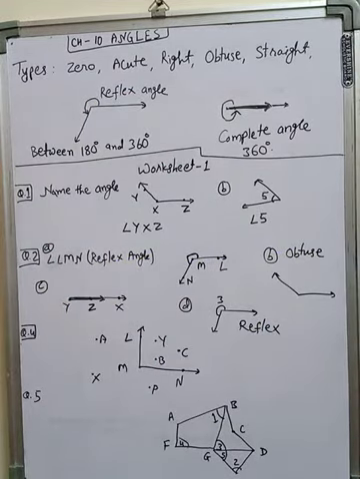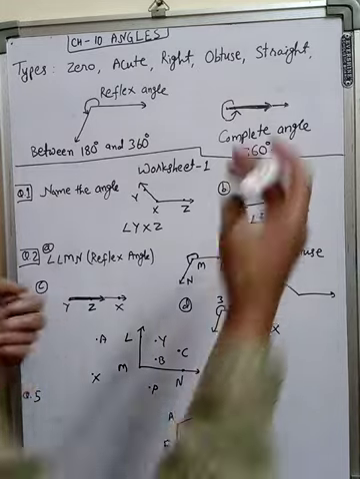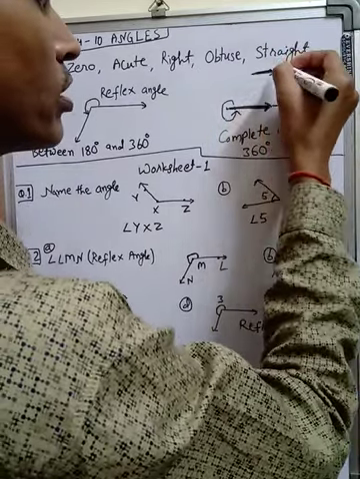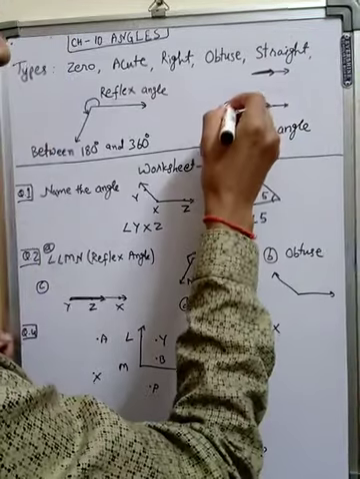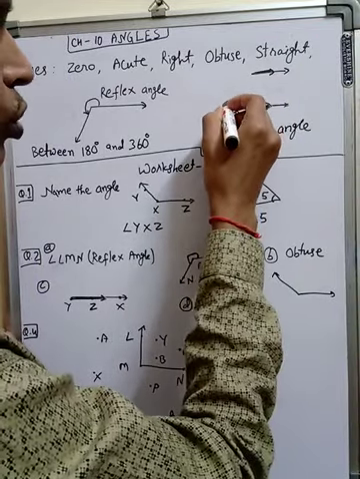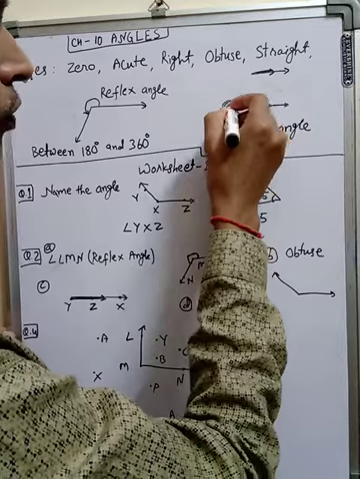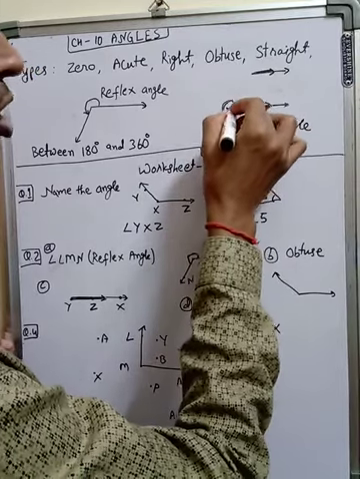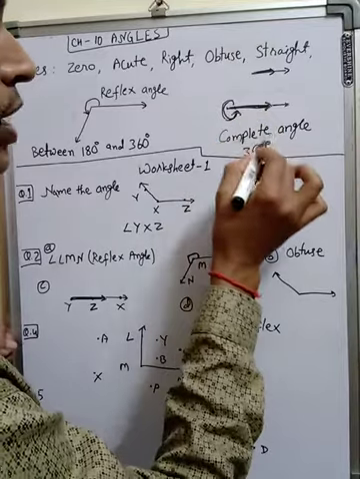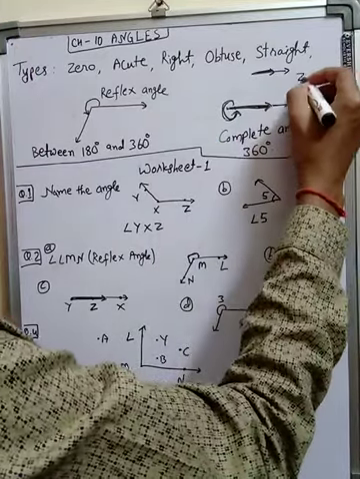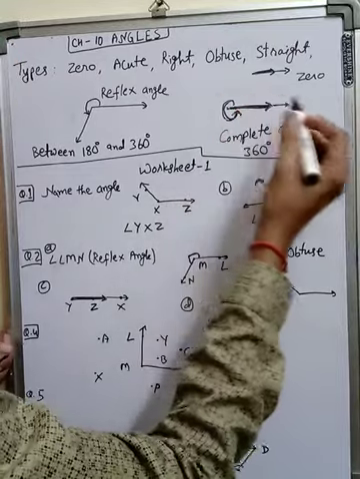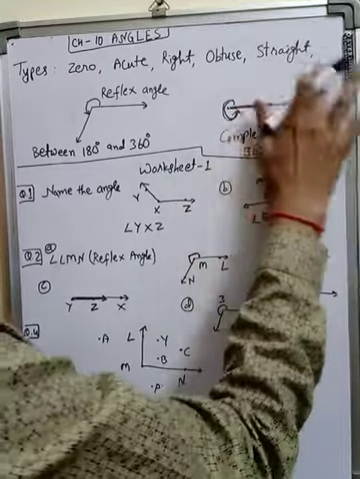The difference is, we represent the zero angle only this way. And when we show that one arm has taken one complete round, then this is a complete angle. So this is the zero angle, and this is the figure for a complete angle. This is the difference between zero and complete angle.